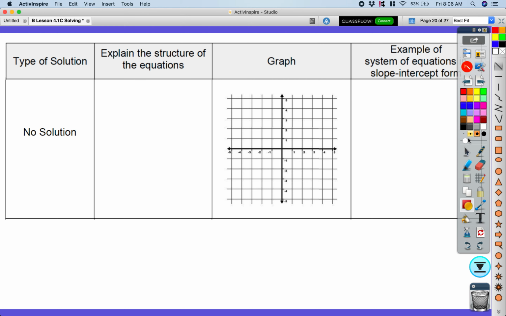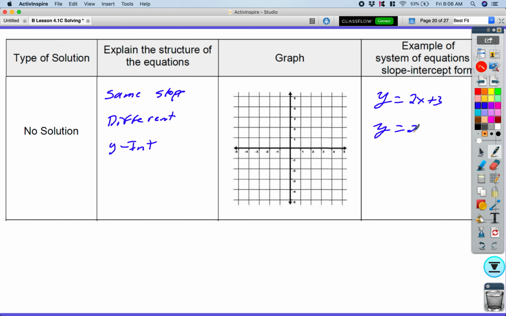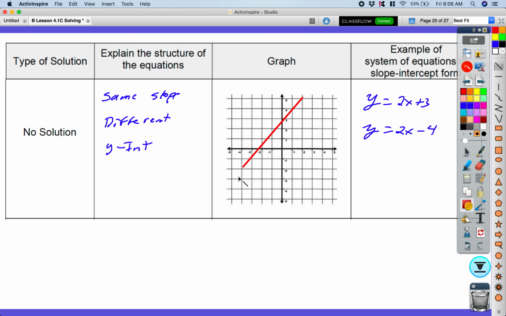Now let's go ahead now and look at no solution. No solution is when they're parallel lines. So what are parallel lines? Parallel lines are when you have the same slope, but different b value, different y-intercept. So the equations there would look like something like y equals 2x plus 3, and then y equals 2x minus 4. So then when you have parallel lines, they will never intersect. It'll look something like this.